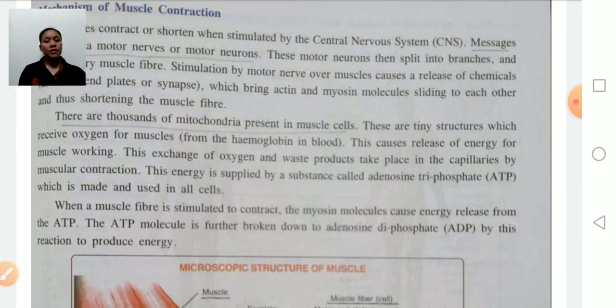There are thousands of mitochondria present in muscle cells. These are tiny structures which receive oxygen from the hemoglobin in the blood. From the blood, the muscle receives the oxygen. This causes release of energy for muscle working. The exchange of oxygen and waste products takes place in the capillaries.